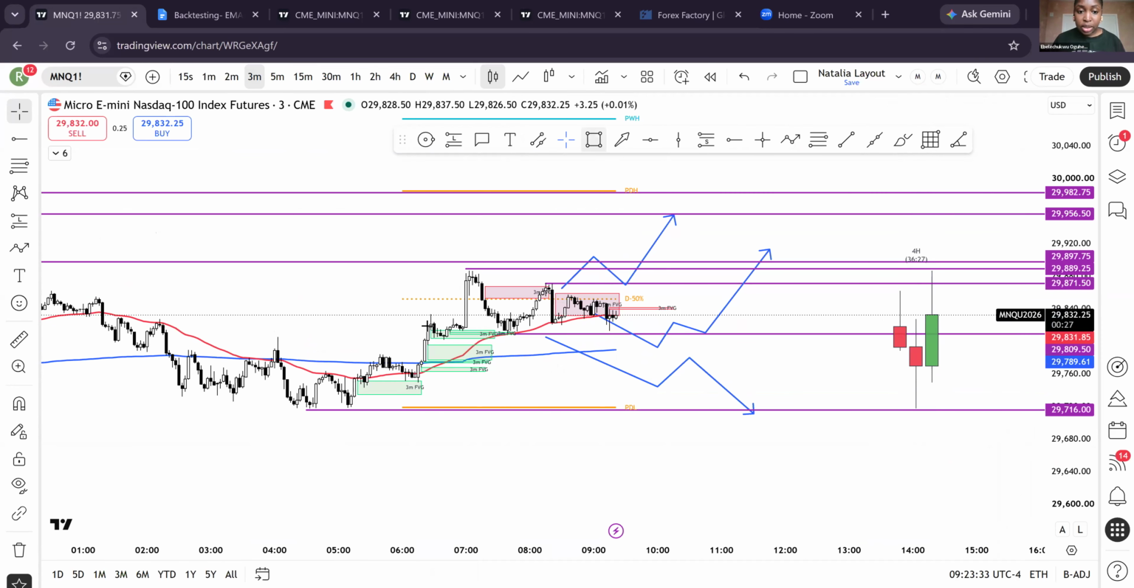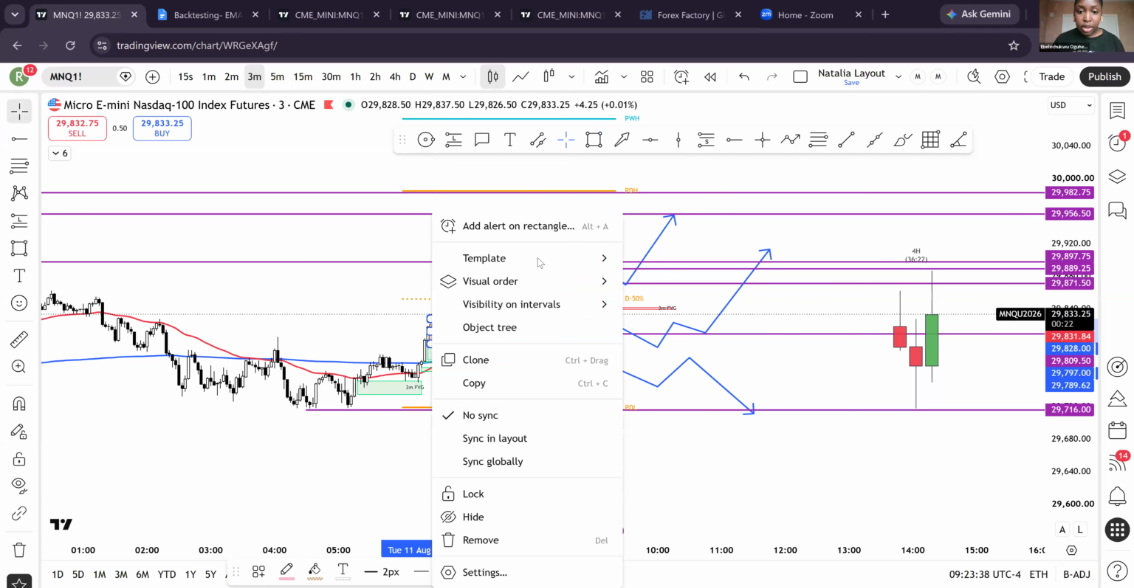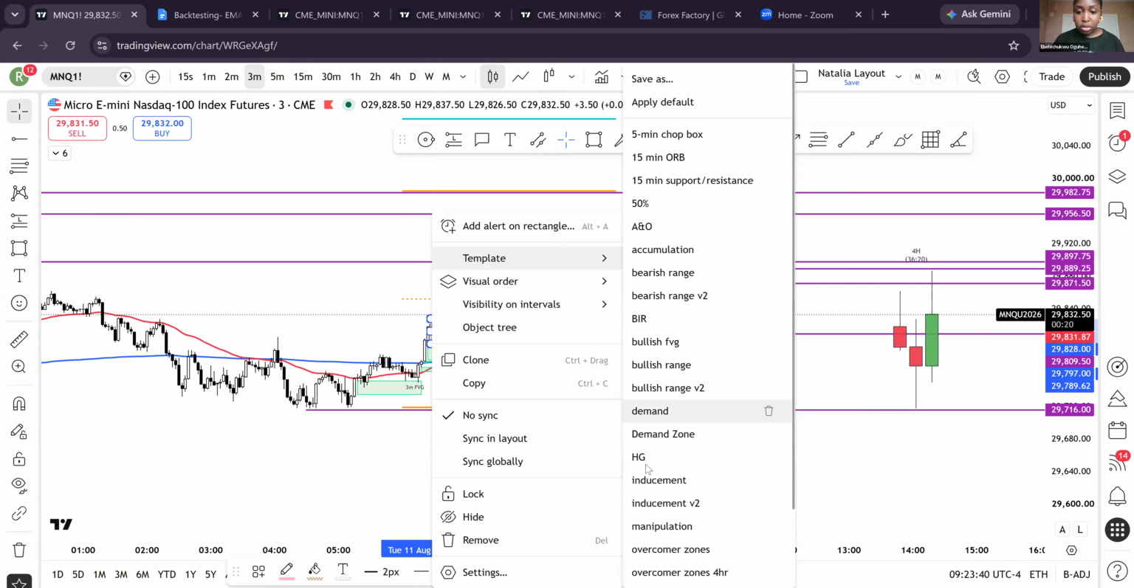I'm also seeing this demand zone. This is kind of like a demand zone right over here. I'm just going to mark that. And where's my inducement? Gotcha.